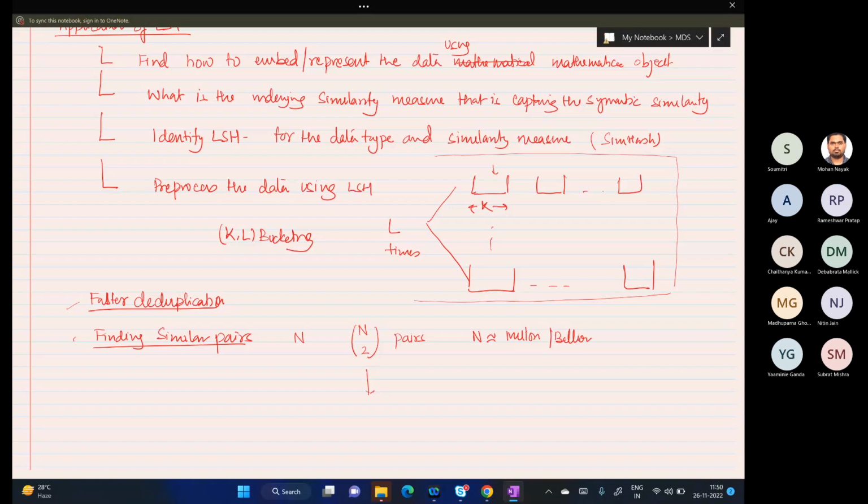Sure. And any other application can you think of? Like matching customer records. Yes.